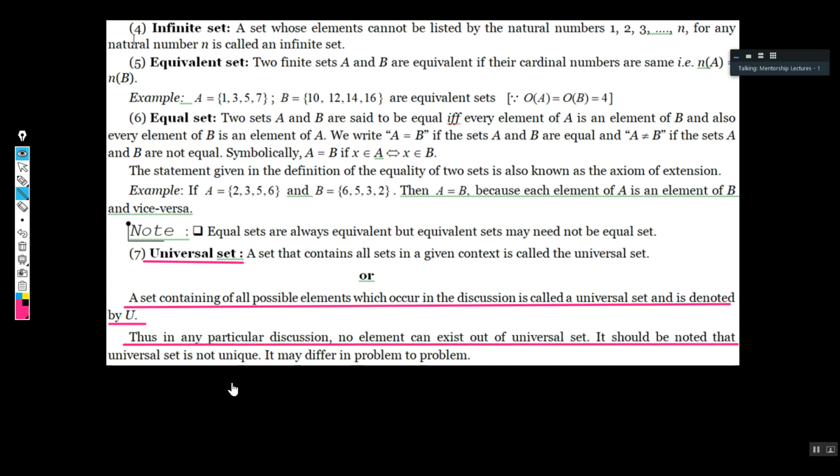It should be noted that universal set is not unique. It may differ from problem to problem. So that's why he is saying context. Context means it depends on the situation.